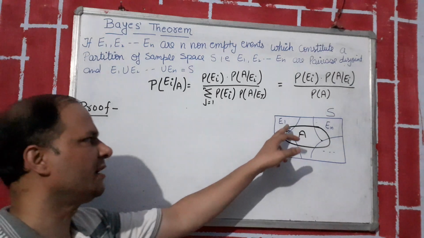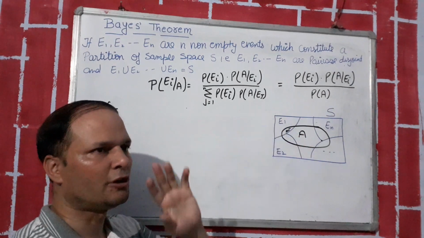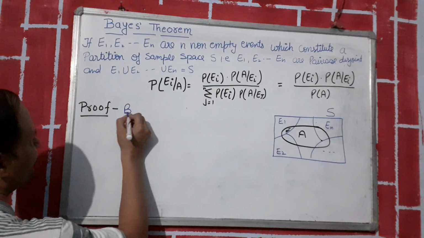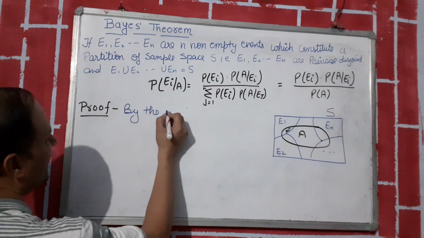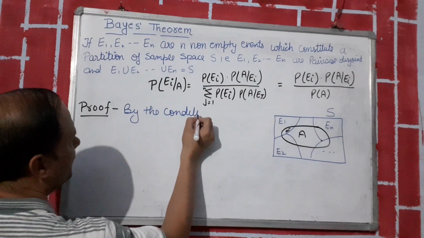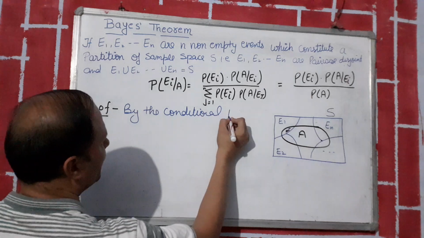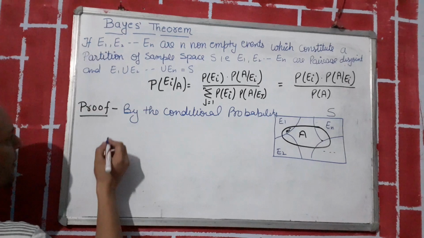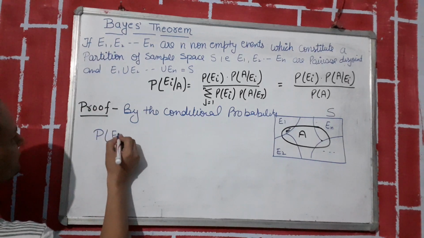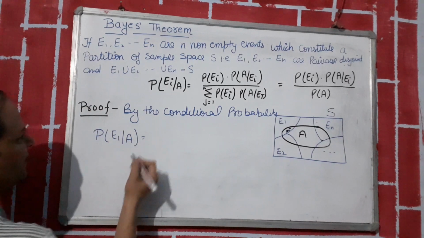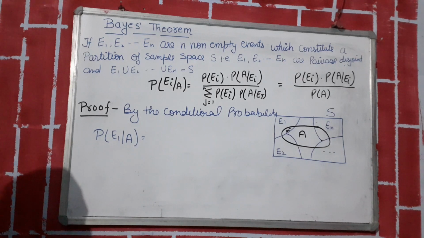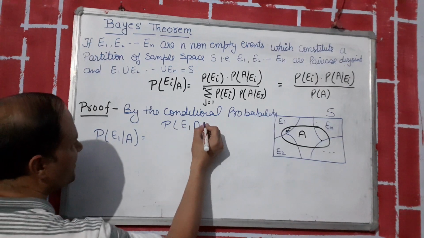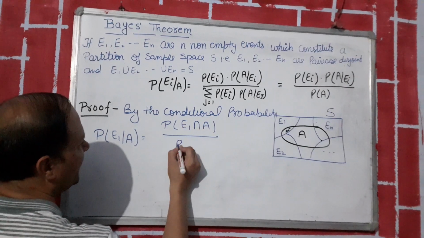the conditional probability of E1 when A has already occurred, then by the formula of conditional probability of E1 upon A, that is, the conditional probability of E1 when A has already occurred, that will be equal to probability of E1 intersection A upon probability of A.